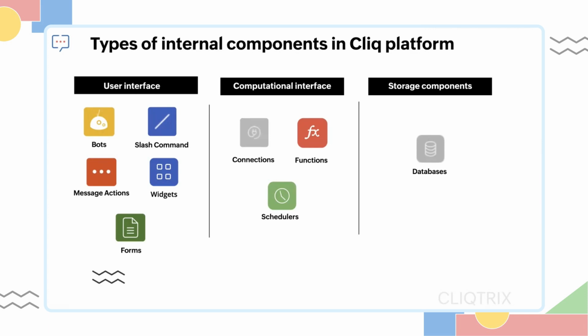When it comes to the computational interface, for the user interface components to run, you obviously need a backend or a tool to support the functionalities of the user interface tools. So connections, functions, and schedulers come into place. They manage both the user interface as well as the backend tools which you need for the components to run. You obviously need storage, right? So that is where our Cliq platform databases come in handy.